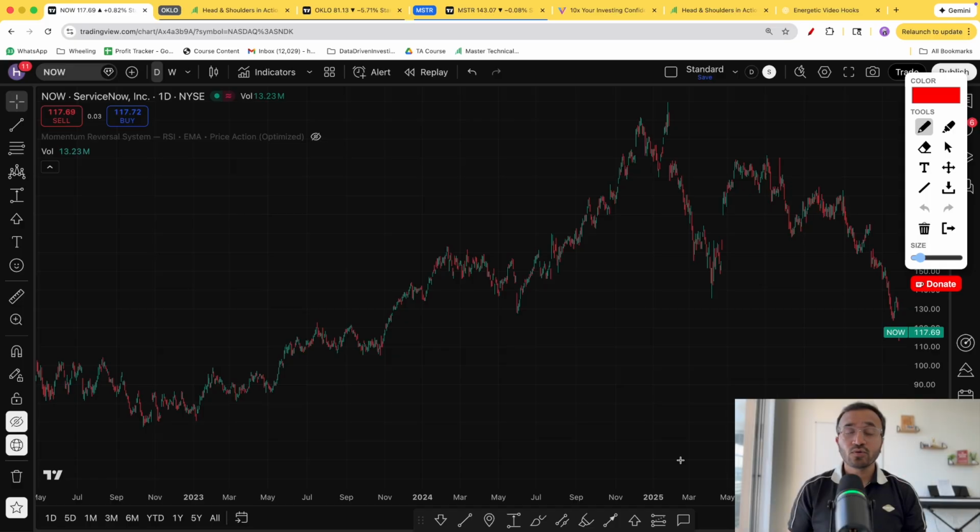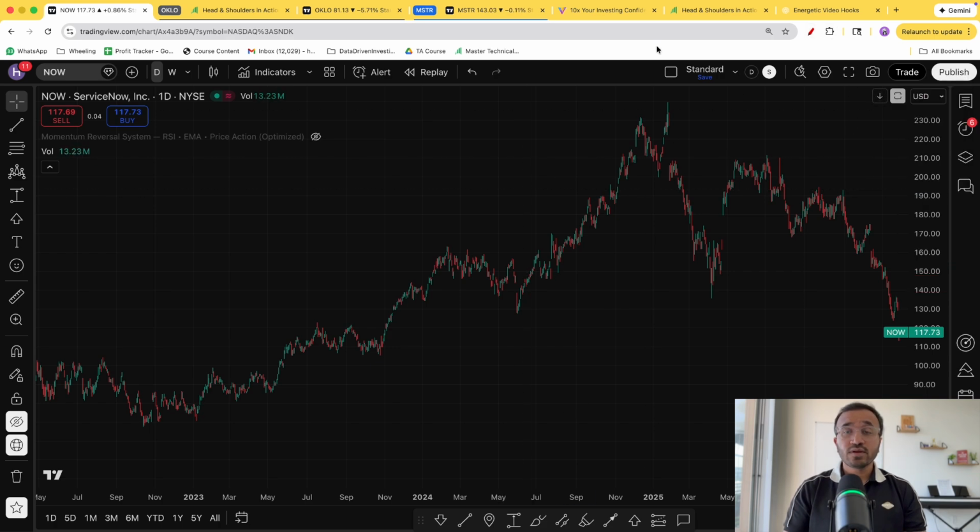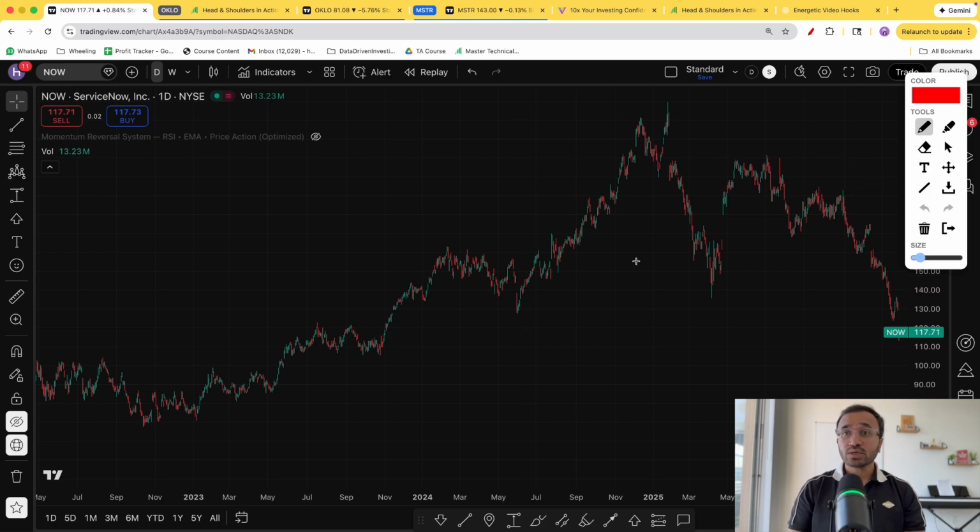Go to TradingView, open ServiceNow, and we are going to look at the daily time frame. Let's understand some key concepts. When a stock is in an uptrend, it always tries to make a higher high and a higher low. What I mean by that is the structure always looks something like this. It always keeps going up, and whenever the price hits back the uptrend line, it always tries to bounce.